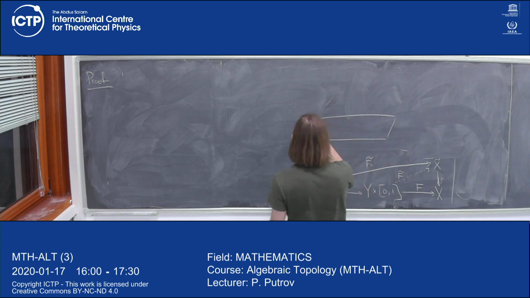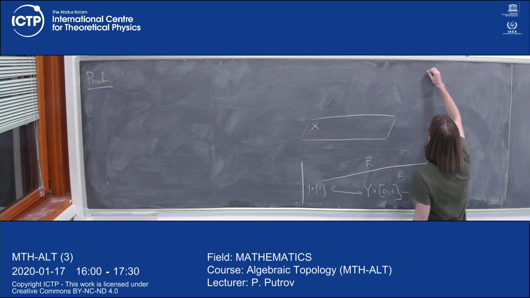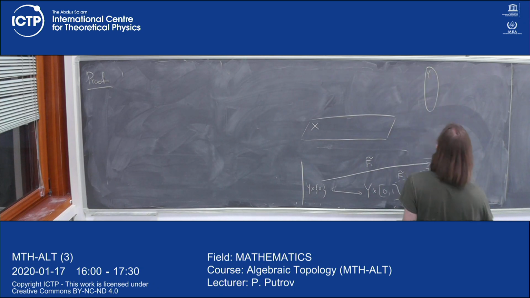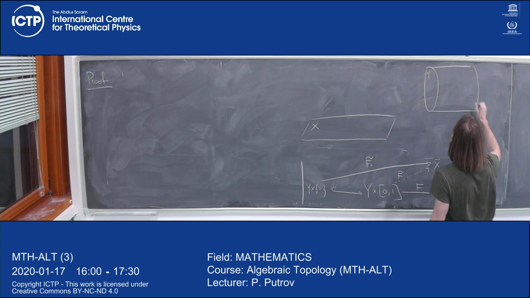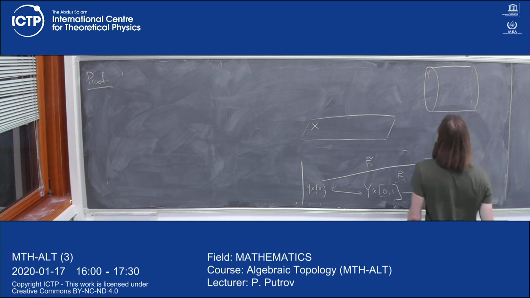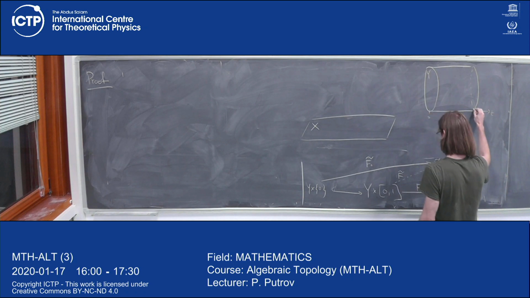Here we'll have some topological space X. And suppose Y represents something like this. But what we're interested in is actually considering Y times an interval. Y times an interval can be imagined like this. And this is t, 0, 1.